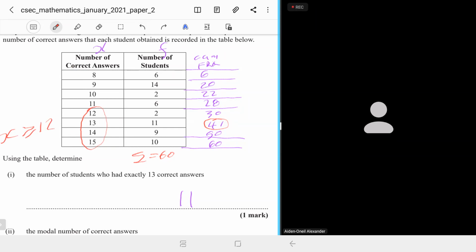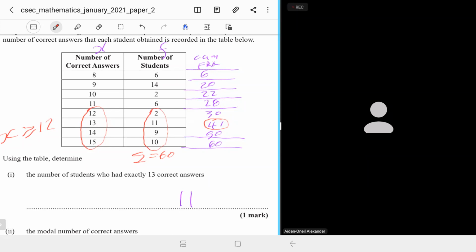What are we going to do? We're going to count. Look at the table and tell me now, how many students? Tell me the values we have to add. 2, 11, 9, and 10. We have to add up these. That equals 32.